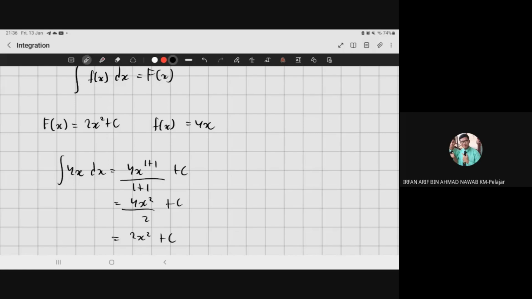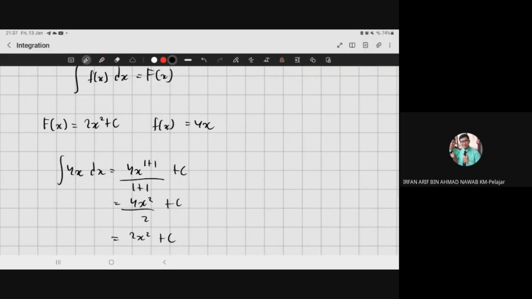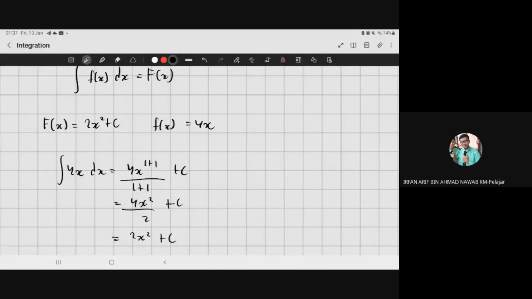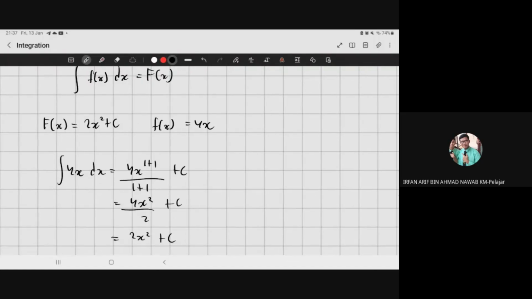I haven't taught integration by substitution, have I? But for your question 1B, we have to use the substitution method, and we haven't got into it yet. That's okay, no problem. I'm going to go through the second question.